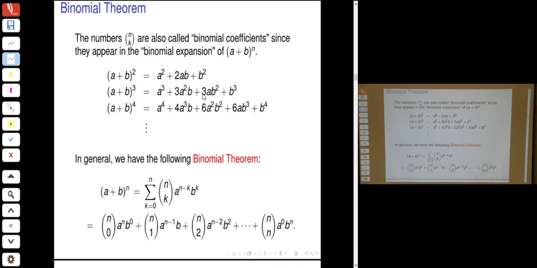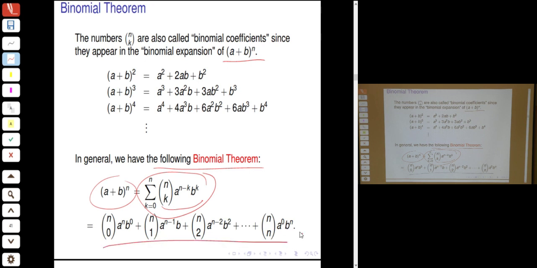Binomial theorem. The numbers n choose k are also called binomial coefficients since they appear in the binomial expansion of (a + b)^n. In general, the binomial theorem says (a + b)^n is the sum for k running between 0 and n of n choose k times a^(n-k) times b^k. These coefficients are known as binomial coefficients.